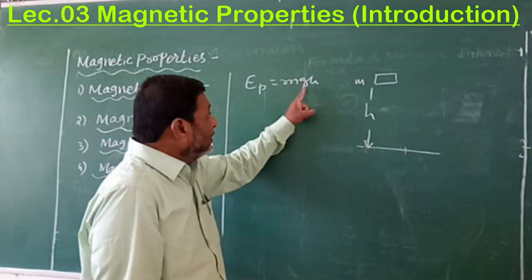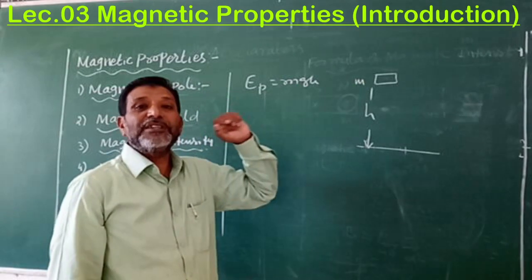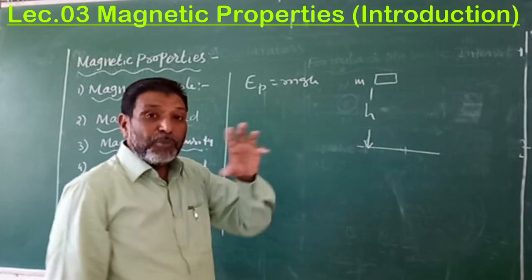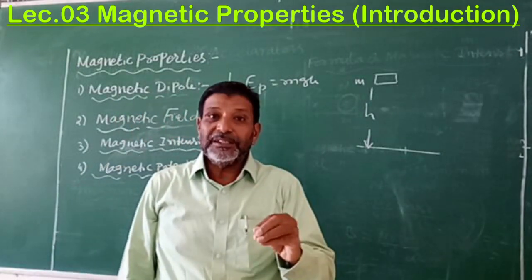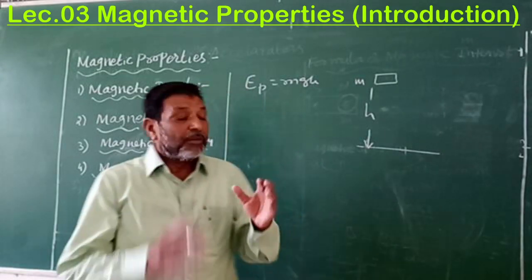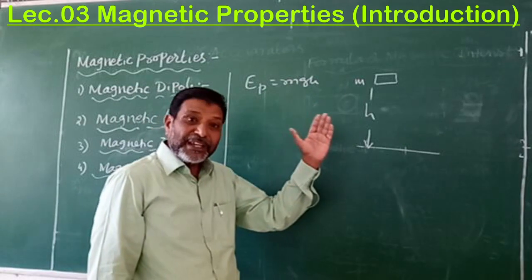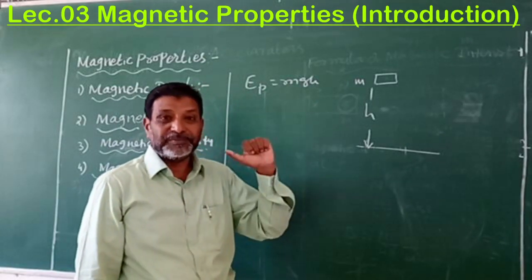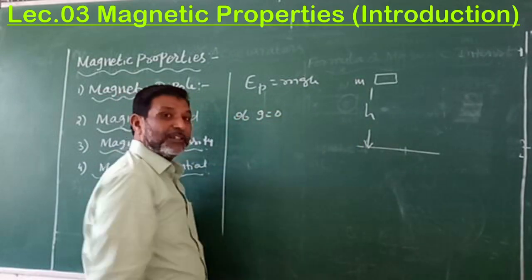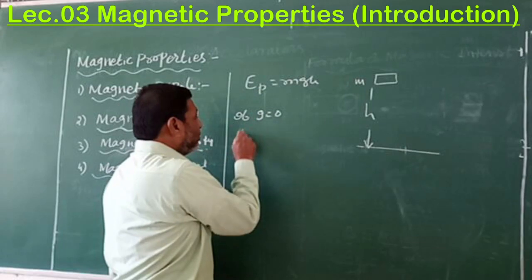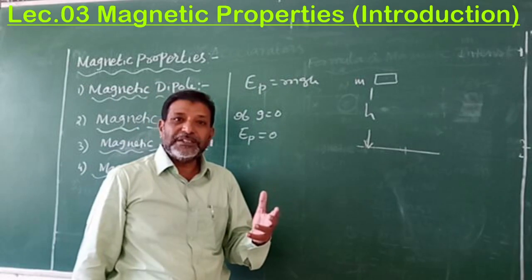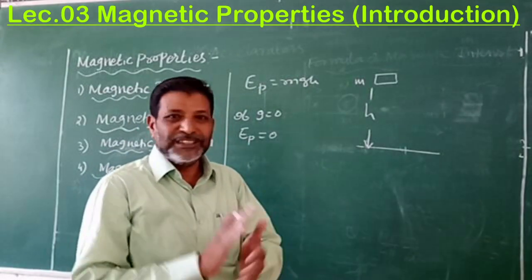And this g is also known as the earth's gravitational field. Here, a material body has gravitational potential energy, or gravitational potential. For example, if g is equal to 0, then the potential energy is equal to 0. This is the potential energy, which we also call the gravitational potential energy.